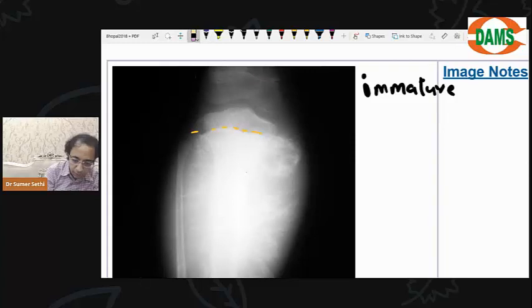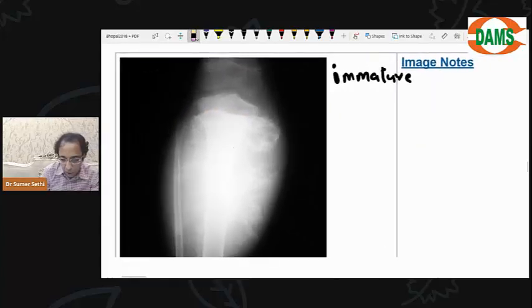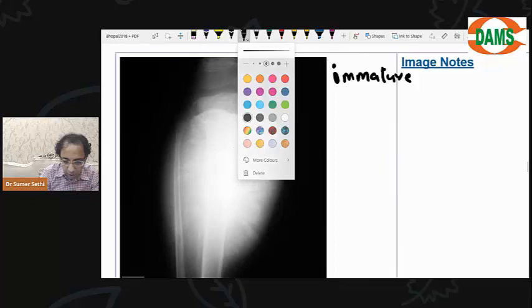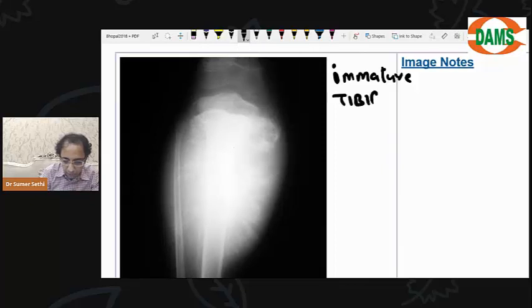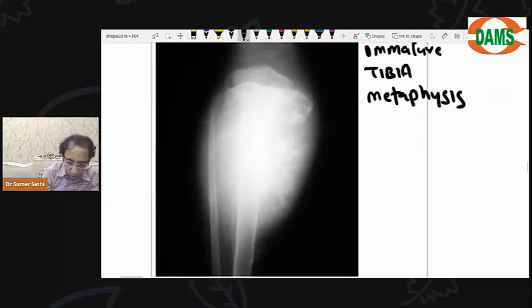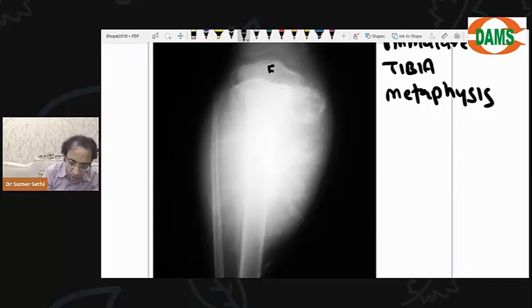Skeletally immature. Where is the disease located? Disease is located in the tibia. Where? In the metaphysis. कहाँ है सर बीमारी? बेटा ये देखो. This is epiphysis. This is metaphysis. The shaft of the bone is called the diaphysis.